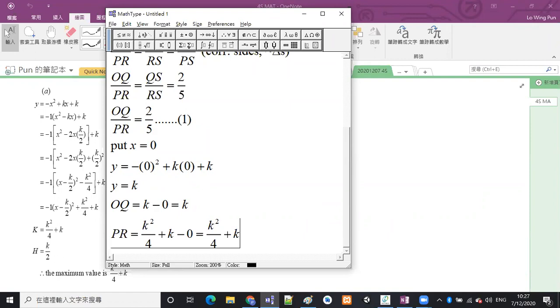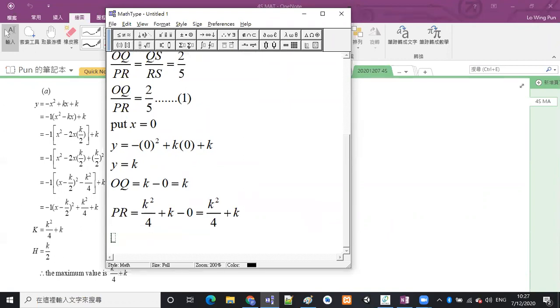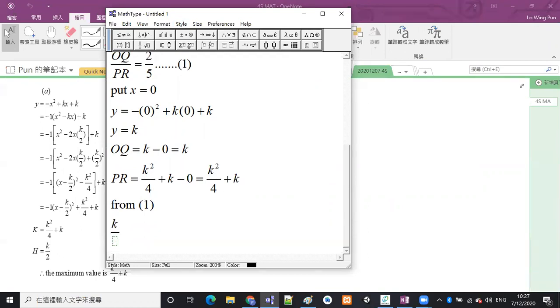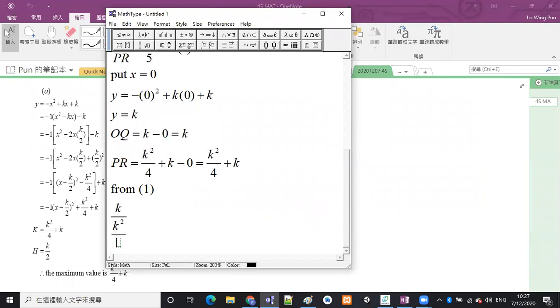OK, so now we have found OQ and PR separately, so we can put these two back into equation 1. This is what lets us solve the equation for k, okay? So from equation 1, we have OQ being k now, and then PR being k squared over 4 plus k. And this fraction is equal to 2 over 5.